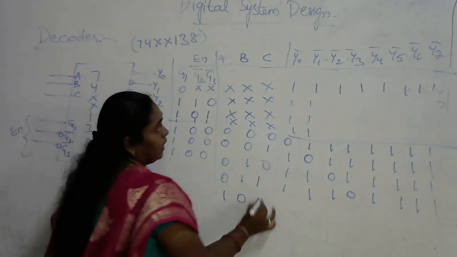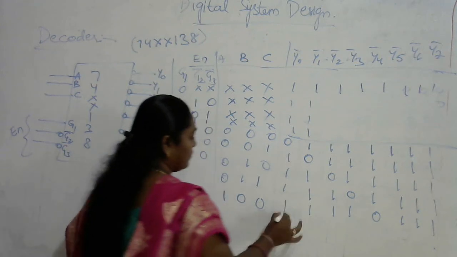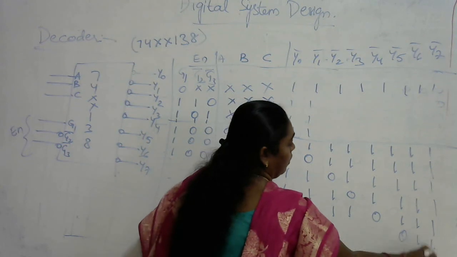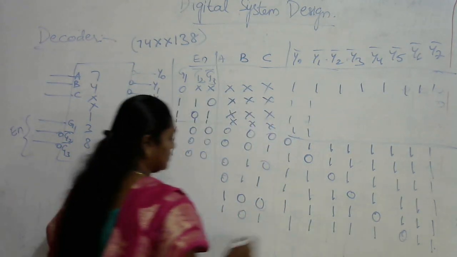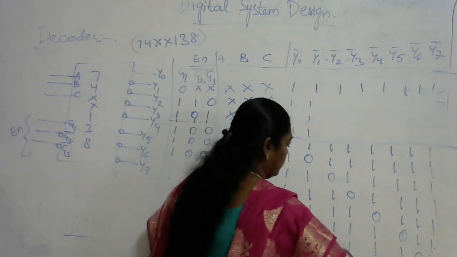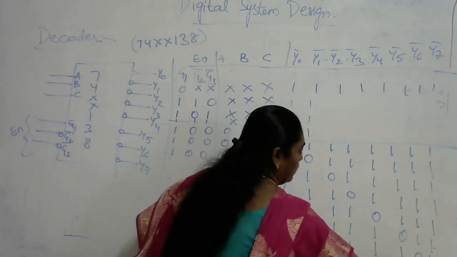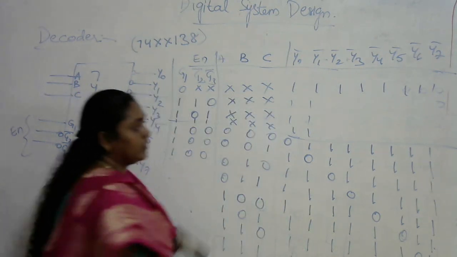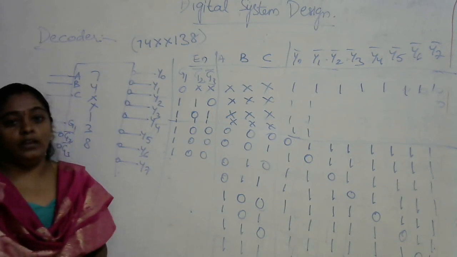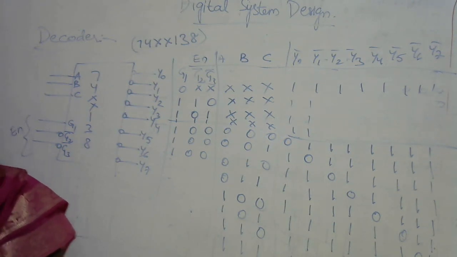1 0 0: Y4 is 0 and all the remaining are ones. 1 0 1: Y5 is 0 and all the remaining are 1s. 1 1 0: Y6 is 0 and all the remaining are 1s. 1 1 1: Y7 will be 0 and all the remaining are 1s. This is the truth table for the 74XX138, which is nothing but a 3 by 8 decoder. So this is the basic functionality.